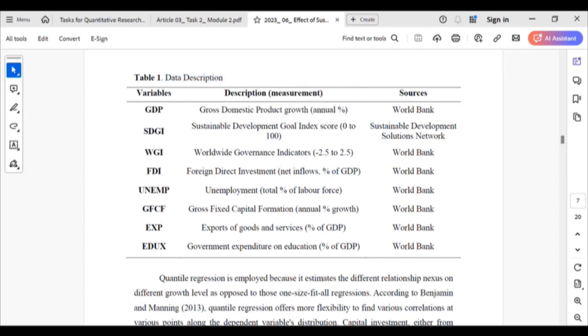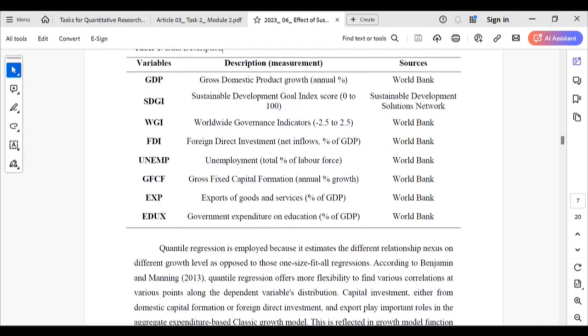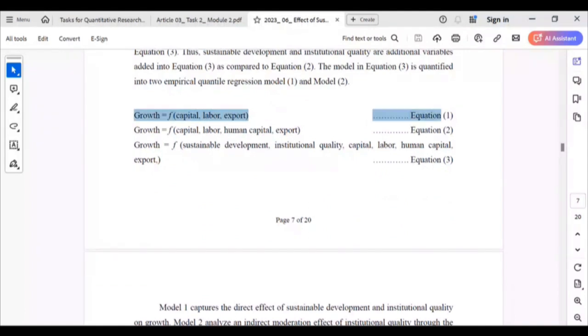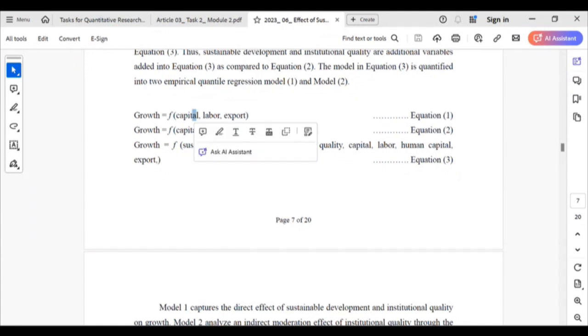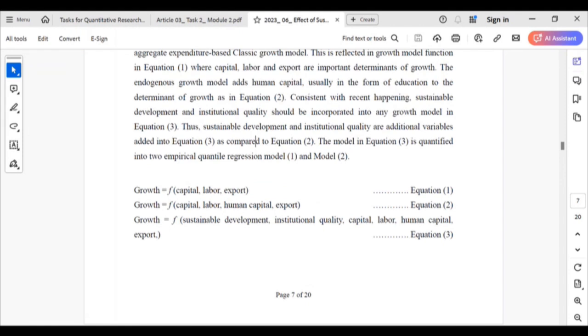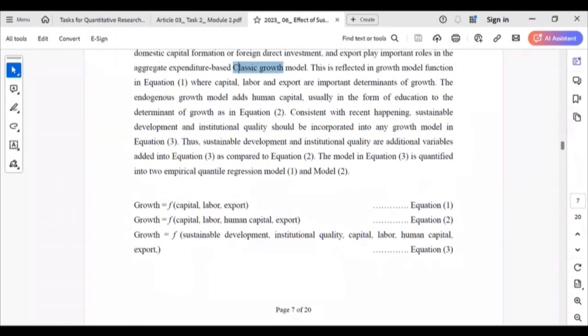What is a proxy for what concept? Then you see, firstly, equation 1 is on a classic growth model, just a very simple capital and labor. And of course, it will include the export, right? You have an open economy. Then you have equation 2. You see, equation 1 is a classic growth model.